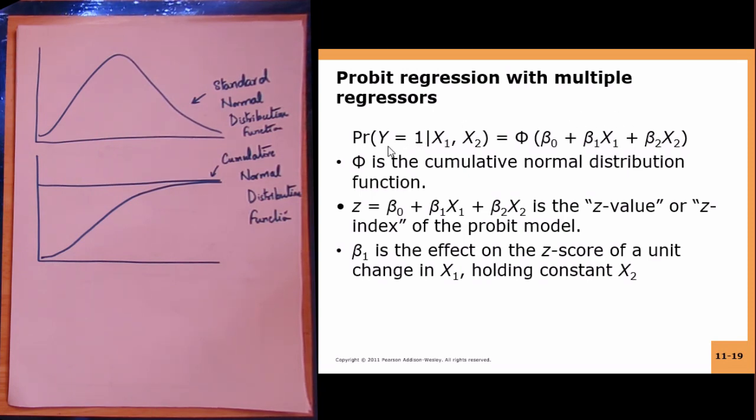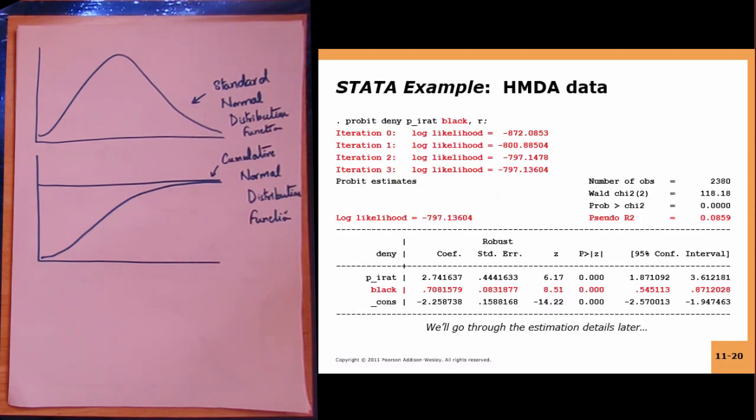Now, suppose you have multiple regressors. So far we were just looking at the PI ratio, but with two regressors, the probability of y equals 1 given x1 and x2 is phi of beta 0 plus beta 1 x1 plus beta 2 x2. The z index changes in a linear fashion, but it is transformed by a nonlinear function, phi. So beta 1 is the effect on the z score of a unit change in x1, holding x2 constant.